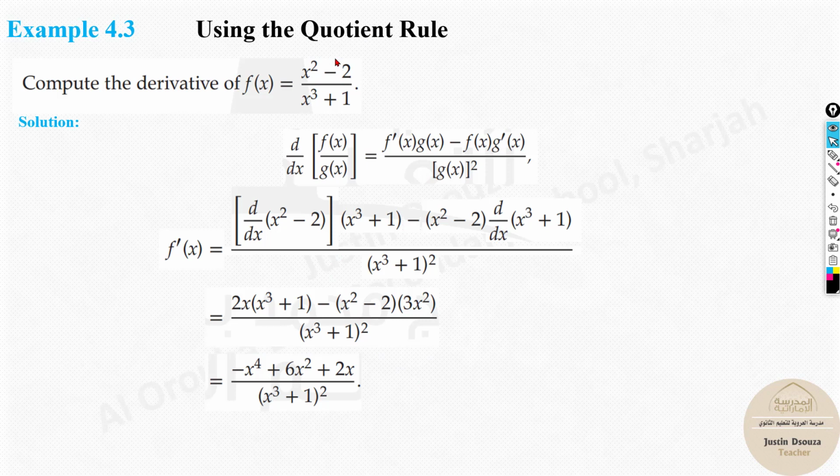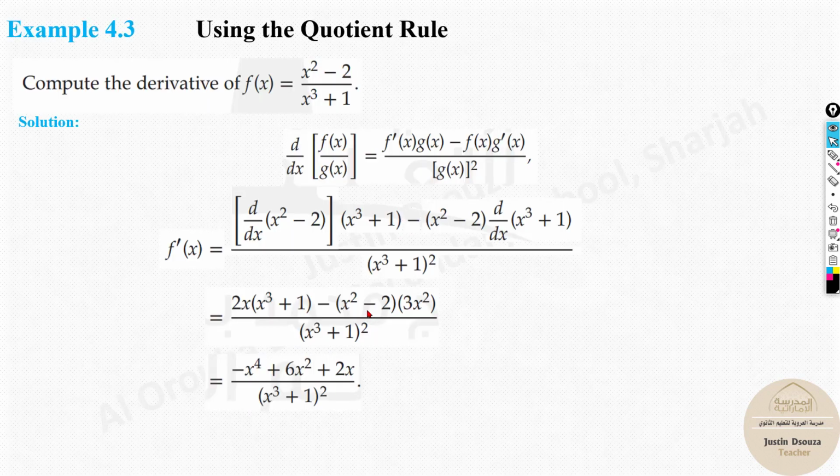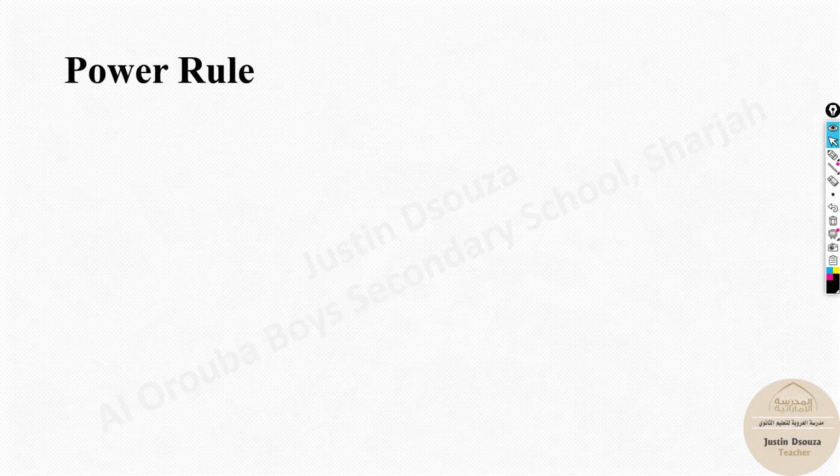You can see this can't be simplified easily, so we use the quotient rule and solve the derivative easily. That's it. Now please make sure you solve more problems, take some practice problems and solve. Be thorough with this method. Now we will go to the power rule.